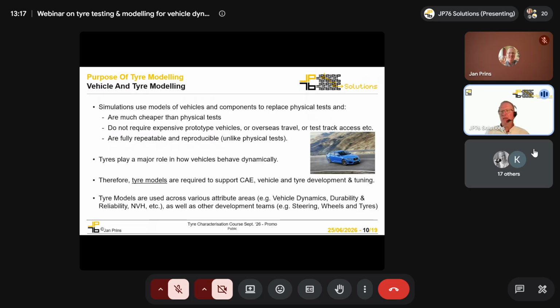But tyres play a major role in all this, in vehicle dynamics, and how they behave in both the horizontal plane and vertical plane. So if you want to do simulations of whole vehicle behavior, you're going to need tyre models, and that's really what this course tries to build up to. Lots of different areas in the company will need tyre models to do whatever all these different departments in the company will do. So it can be handling, steering, braking, durability, loads, and of course, simply the development of the actual wheels and tires as well.